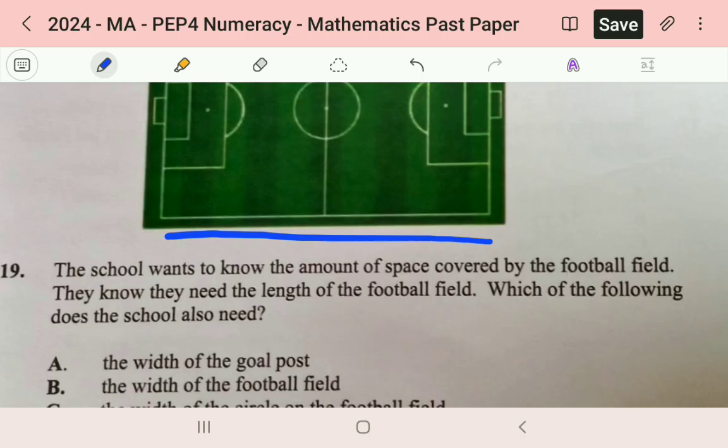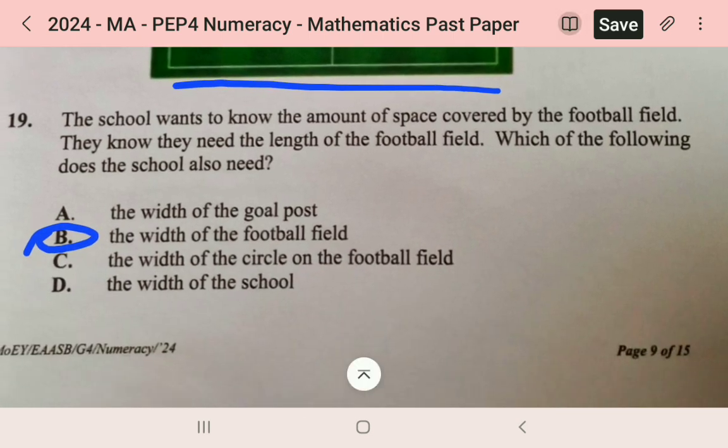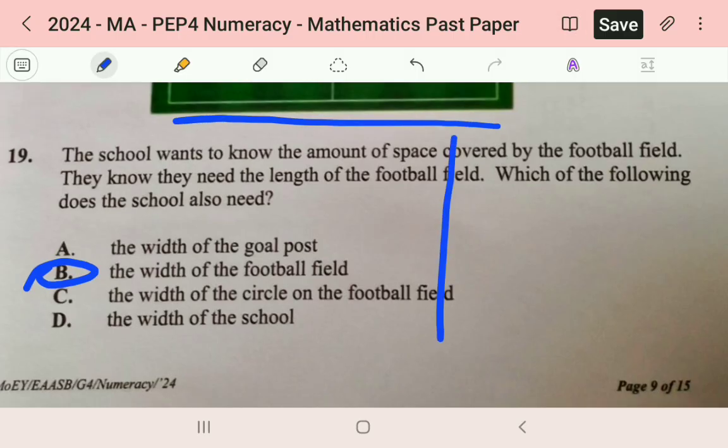B says they need the width of the football field, and I say B because they have the length already. Length times width is going to tell them what to do. C says the width of the circle. They're doing the field. D says the width of the school. No, they're doing the field. It's B.